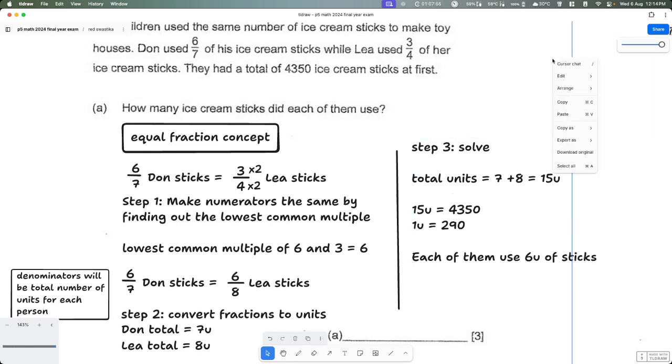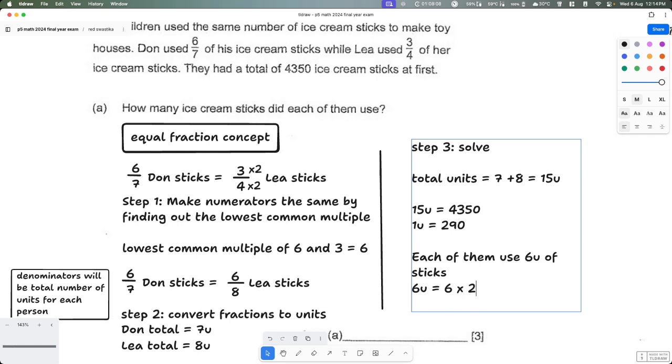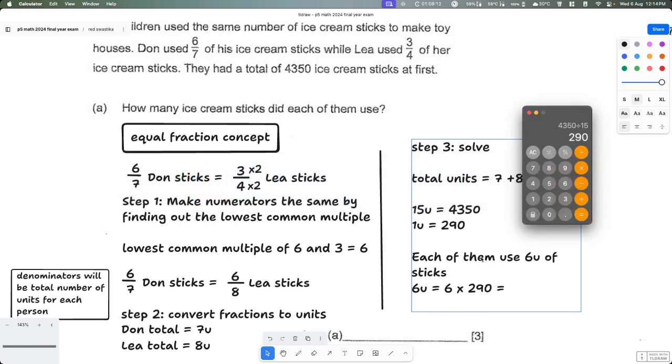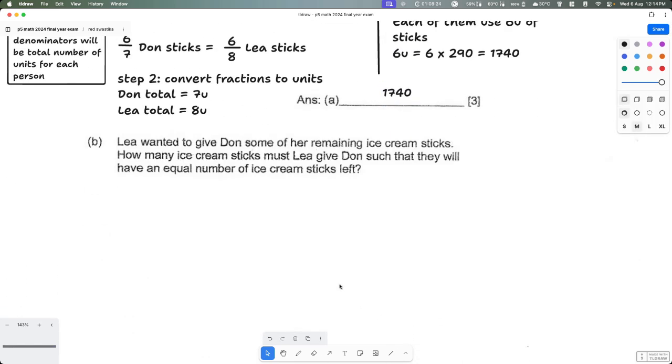So that means, okay, I need to move this a bit more to the left like this. Okay, so that means 6 units equal to 6 times 290, so multiply by 6, so 1740. All right, the answer is 1740. Okay, let's move on to the next question, part B.